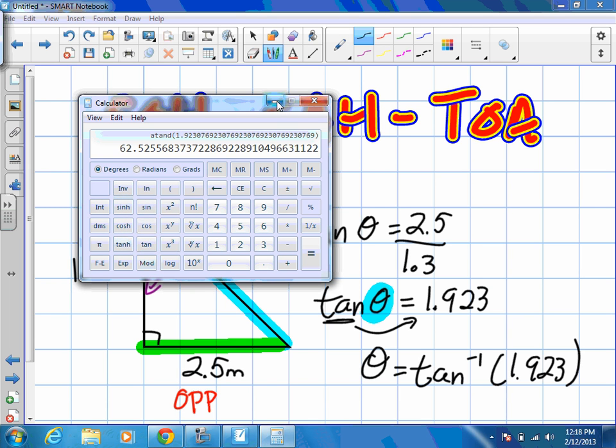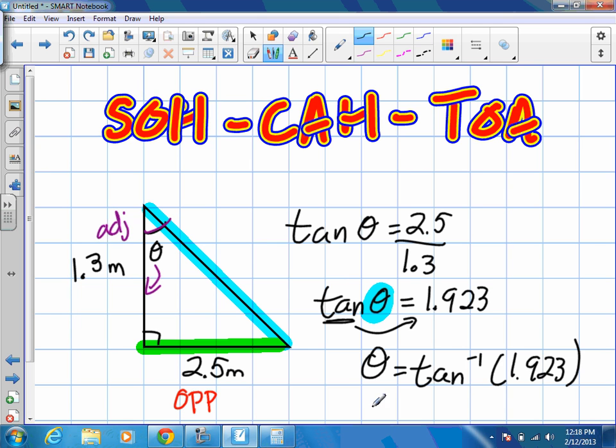62.5, is that what you guys got? Perfect. So this angle is 62.5 degrees. Right, that angle there. But let's say they actually asked us for all the angles. How many angles do I have the measurements of? 2. I have 62.5, and this one is what?